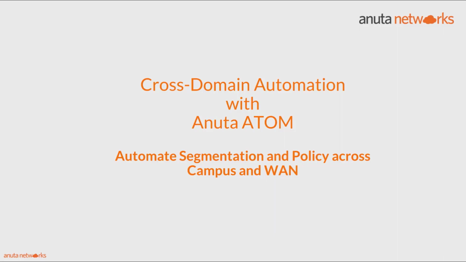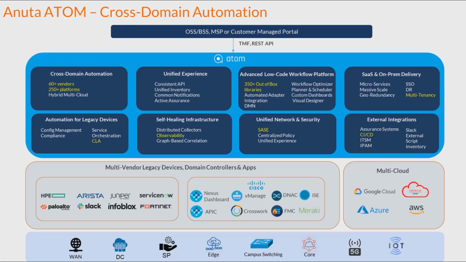Hello everyone. In this demonstration, we will look at the automation of a cross-domain use case to enable segmentation and policy across the Cisco SD-Access Campus branch and Cisco SD-WAN fabric using Anuta Atom. Anuta delivers cross-domain automation for multi-vendor, multi-domain networks. It integrates with OSS via TMF and REST API and delivers a unified experience, consistent policy, and security.